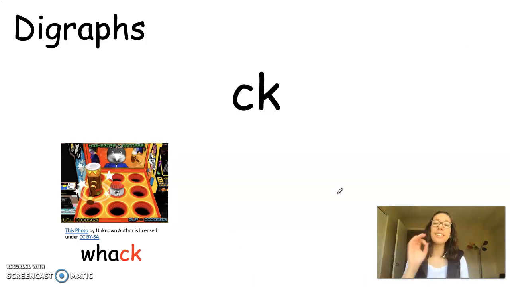Our last digraph here is CK. Now, CK comes almost exclusively at the end of words. You will sometimes see it in the middle of a word, but it is always going to be a closing sound. It's never going to come at the beginning. Now, you might hear the sound k, which is what CK says, at the beginning of a word, but it will either be C or K. It won't be both of them together.